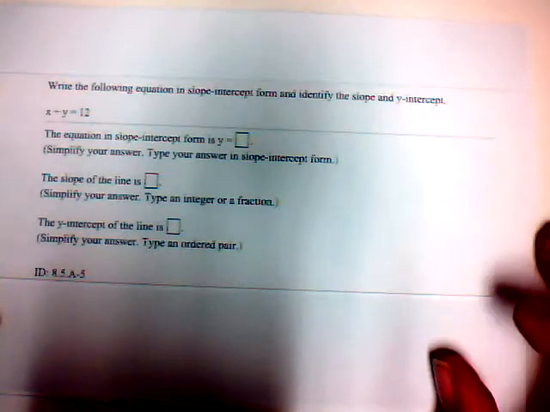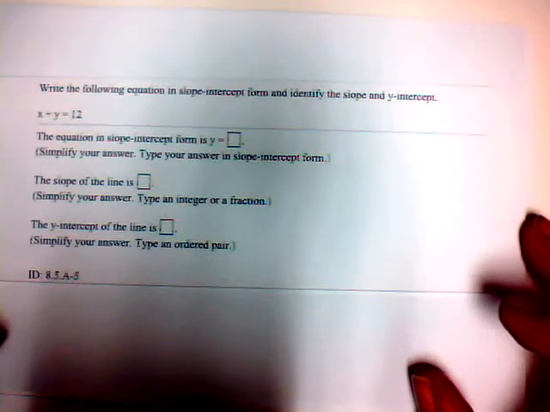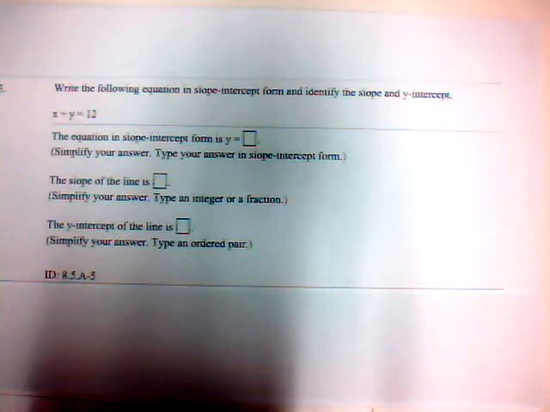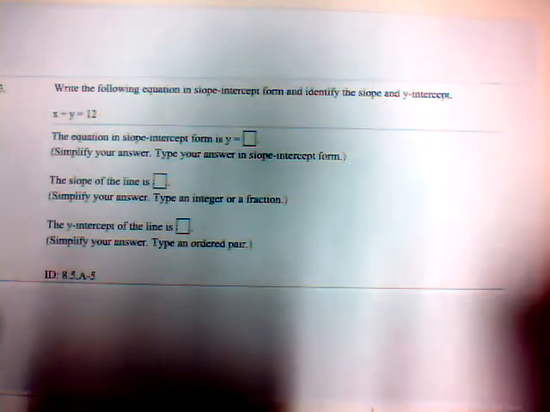Problem number 3. Write the following equation in slope-intercept form and identify the slope and y-intercept. This equation is x plus y is equal to 12.